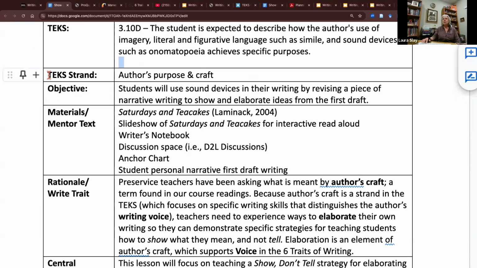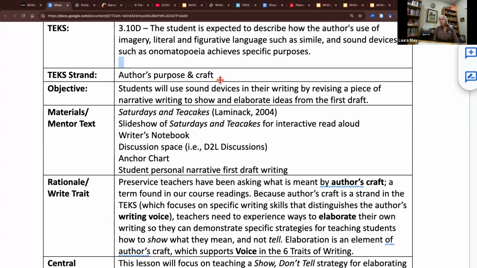It comes under the TEK strand of author's purpose and craft. I just showed you how to find those strands in the TEKS guide. You can also find them by going to the TEA website. It's just a much bigger document and it's a little overwhelming. So you use either source, but I need to have the learning standard, the language as it's written, and I need to have the strand that you're drawing from.